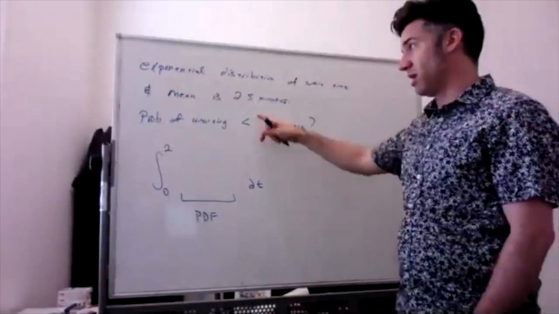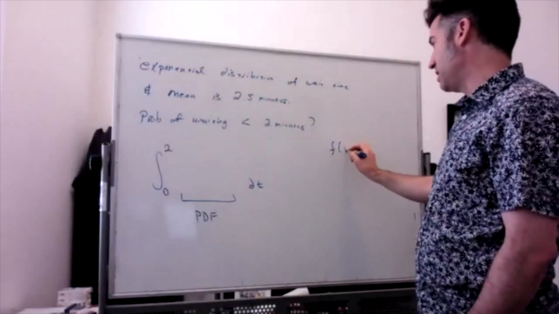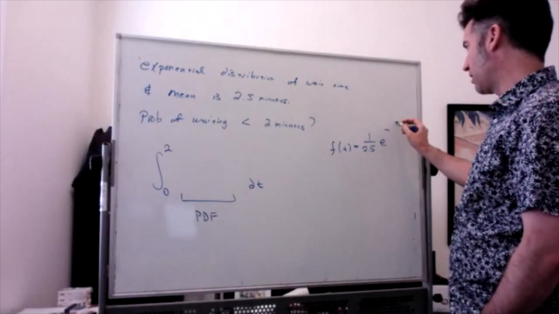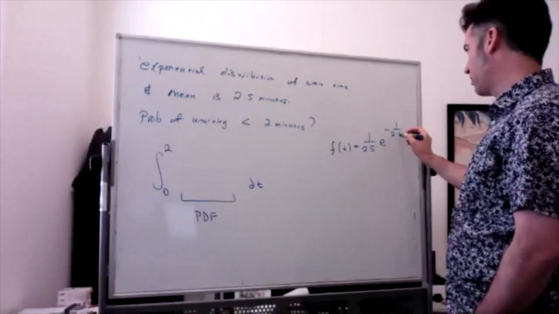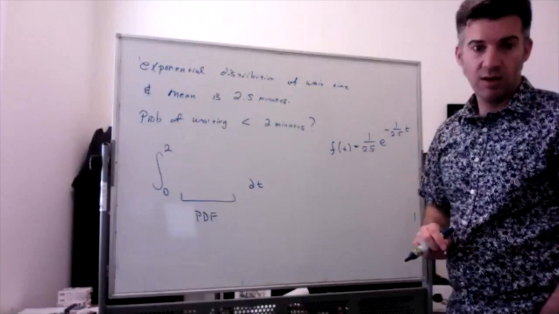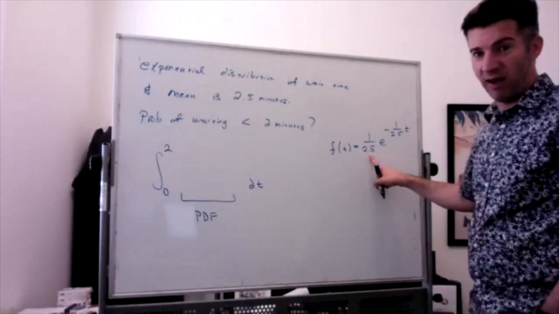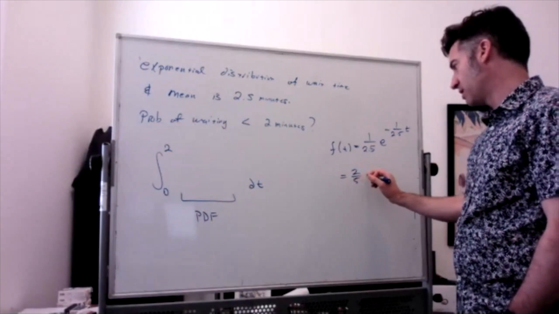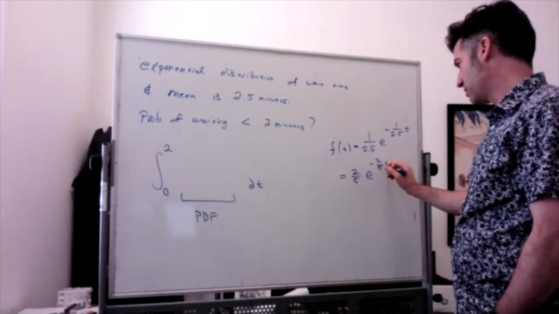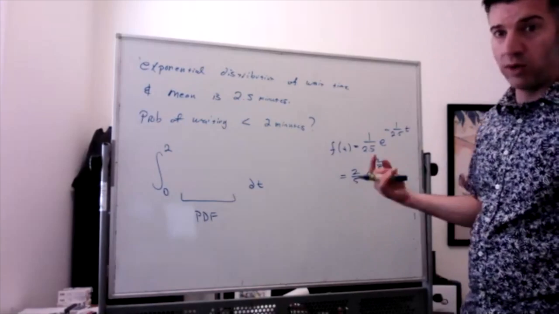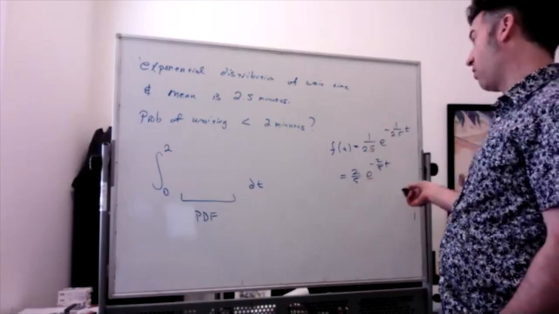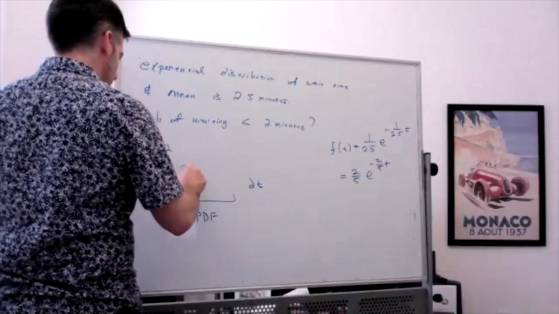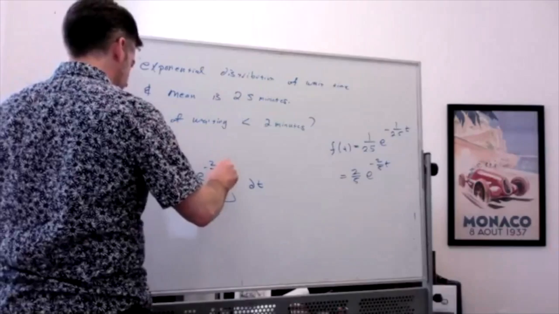So knowing the mean is 2.5 minutes, I know that my PDF, f of t, is 1 over 2.5 times e to the negative 1 over 2.5 times t. Which you could then write more nicely. 2.5 is 5 halves. So 1 over 2.5 is going to be 1 over 5 halves, which is 2/5. So we can write this as 2/5 e to the negative 2/5 t. So we're using the fact that they told us the mean to figure out what the PDF actually is. So this is going to be the integral from 0 to 2 of 2/5 e to the negative 2/5 t.